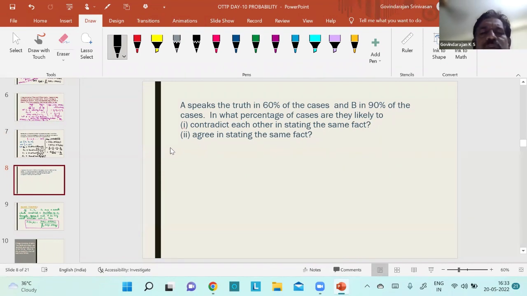A speaks the truth in 60% of the cases, and B in 90% of the cases. In what percentage of the cases are they likely to contradict each other in stating the same fact?